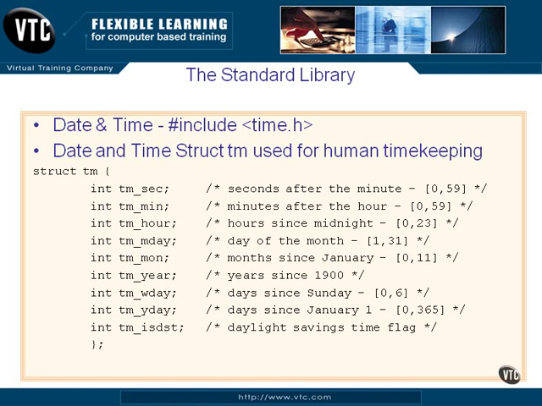Notice that this structure has quite a few little values in it. Seconds after the current minute, minutes after the current hour, hours since midnight today. So that's basically military time, 24-hour clock time, day of the month, months since January, and so on down the list. So we're going to use that tm struct in a few minutes when we look at our time program. But that's one of the more important things that time.h sets up for us, this tm structure.